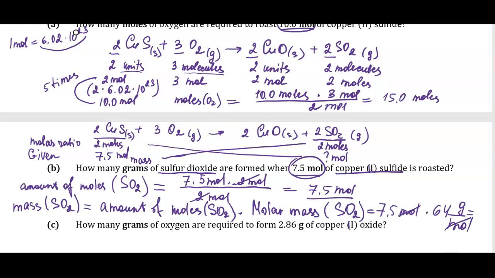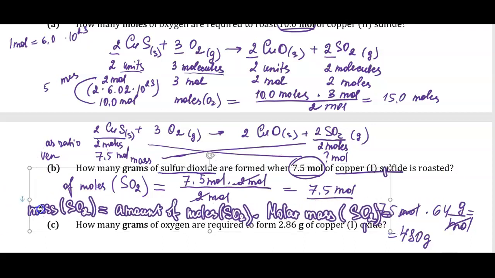So mole and mole are cancelled, and we need to use our calculator to calculate what we have here. I'm multiplying 7.5 by 64, and now I have 480 grams of sulfur dioxide. This is one way to do this calculation. So let me clean it, and I will show you another way, okay? We need to erase it. Erase. Yeah, it is erasing now.